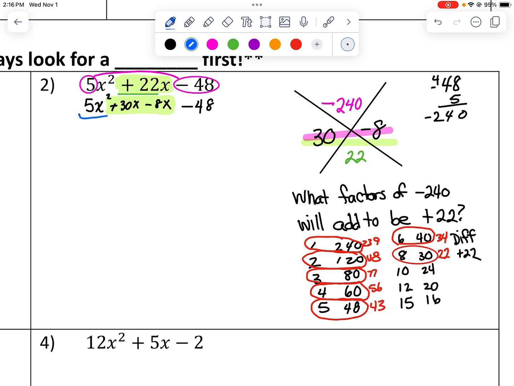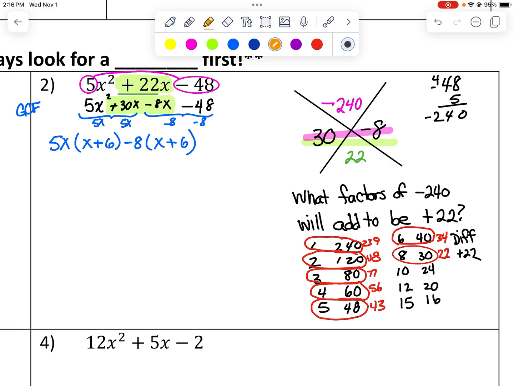Now here's what we're going to do. We're going to look at this pair of numbers, and this pair of numbers, and ask what is the greatest common factor of 5x squared and 30x? Well, 5x is. We can divide 5x out of each, and that gives us x plus 6. Then the greatest common factor of negative 8x and negative 48 is negative 8. If I divide negative 8 out of each, I get negative 8 times x plus 6.